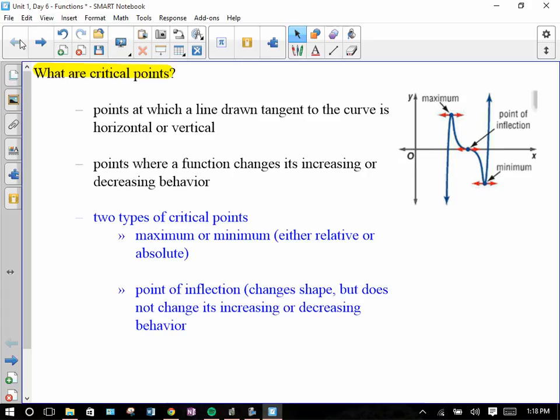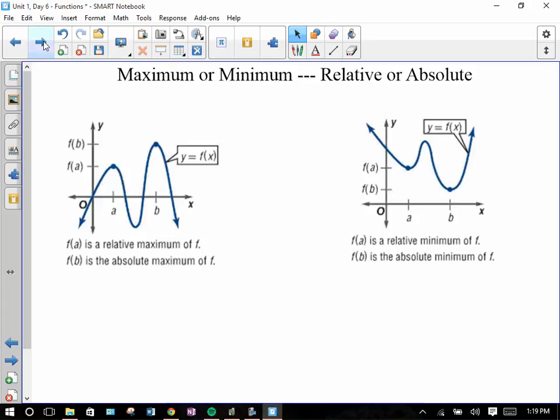You want to know what the word absolute means? Do you guys think that this would be an absolute maximum? No. Why not? Because the arrow is going further. So this would be a relative maximum because I can find a point higher on this graph somewhere. And this one would be relative, because this is going down forever, as Jalen said, and I can find a lower point. Yeah, right here. Or right here. Or anywhere over here. All right? So that's what the next page shows you. Maximum or minimum, relative or absolute.